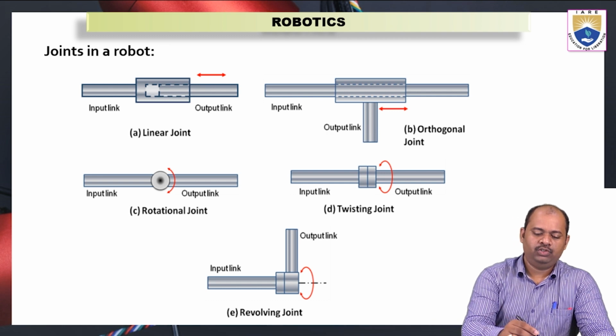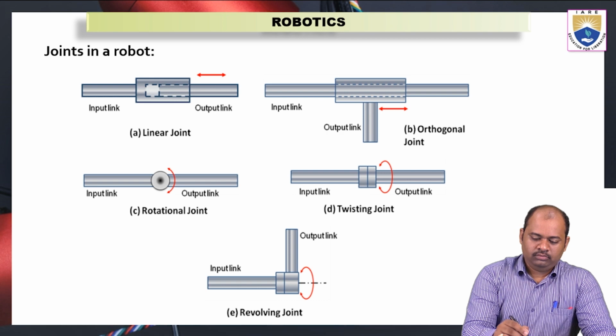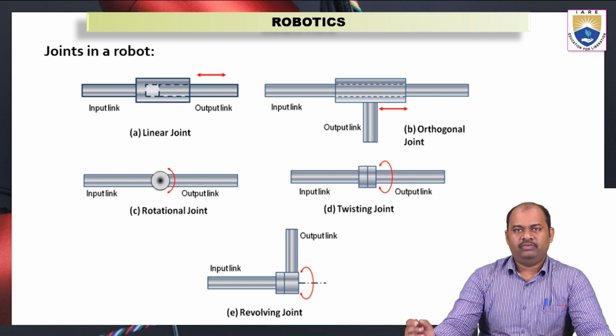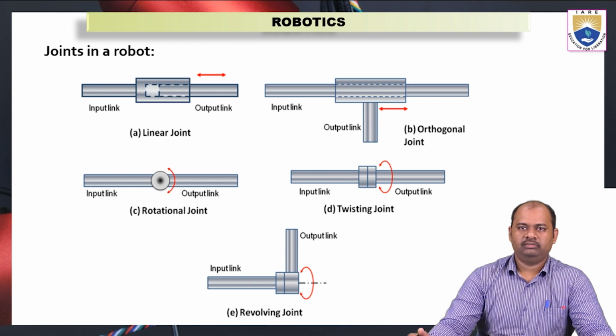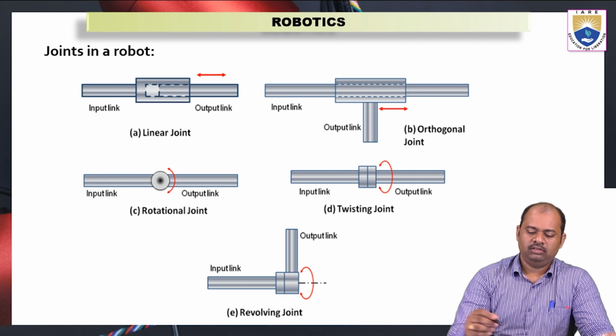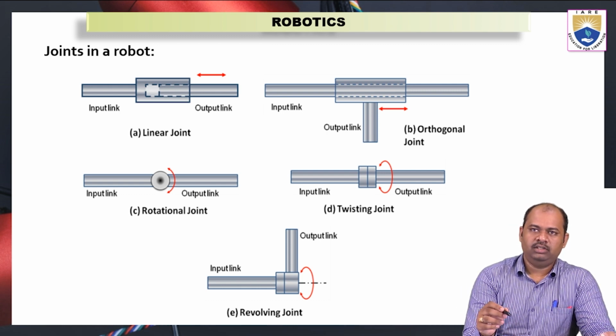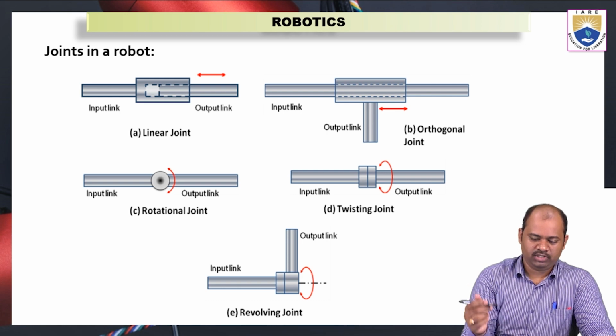Now you can see different joints in robots. What are the different joints in a robot? There are different types of joints which are used in robots for creating motion. The ultimate use of any joint is creating motion. It might be linear motion or rotational motion. As we have seen in the previous slide, we have translatory motions and rotational motions.